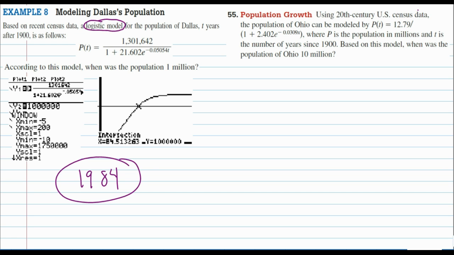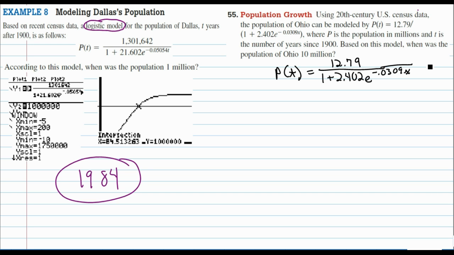Excellent. Now try problem number 55 throws us a little bit of a curveball. Using 20th century U.S. Census data, the population of Ohio can be modeled by, I'm going to rewrite that because that's very difficult to read as written, P of T equals 12.79 over 1 plus 2.402 e to the negative 0.0309x. That's better. Where P is the population in millions. So now we're talking about 12.79 million people. And T is the number of years since 1900.